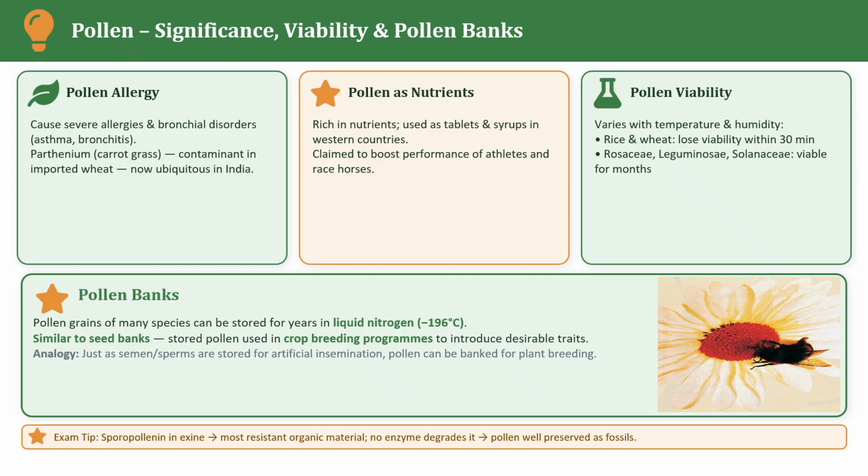Pollen banks. What is a pollen bank? The facility where pollen grains are stored for a long period. What they do there is store them in liquid nitrogen at minus 196 degrees Celsius. This process we call cryopreservation. So liquid nitrogen is used, right, children? What is the temperature? Minus 196 degrees Celsius. This phenomenon we call cryopreservation.